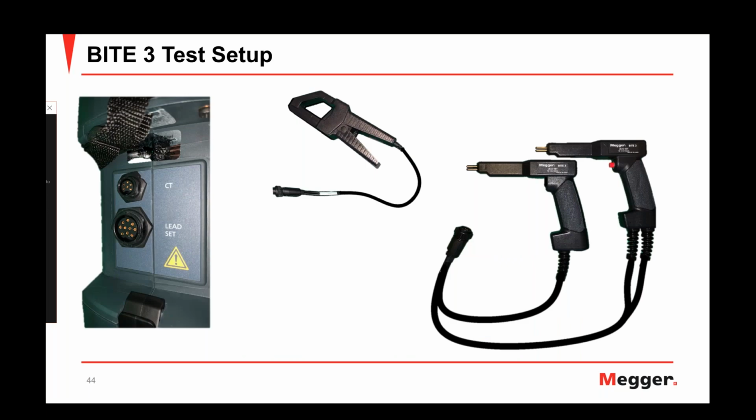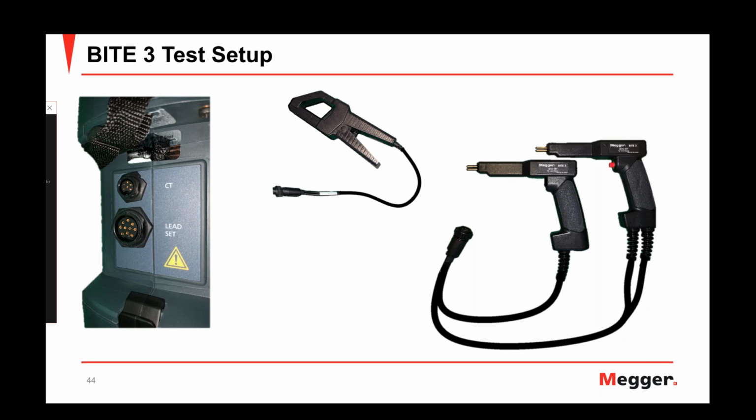So whenever we set up the BITE 3 to take our measurements, if you want to use that optional CT, you're going to go ahead and connect it to the BITE 3 in the port labeled CT here. And to connect our lead set, you're going to connect it to the J1 connector here.